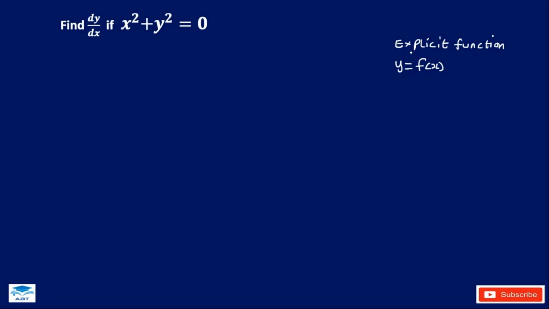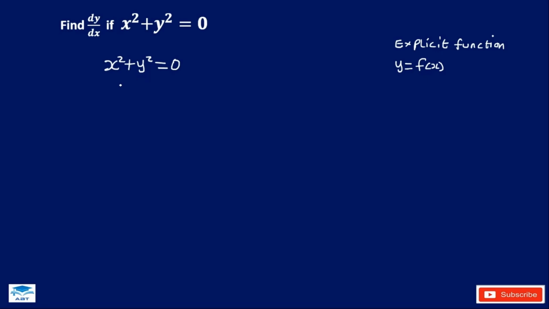The opposite of explicit function is the implicit function, where y has not been expressed in terms of the other variable. So let's solve this question. We have x squared plus y squared is equal to 0. This is an implicit function because y has not been expressed in terms of x. In other words, y has not been made the subject, and so it's an implicit function.